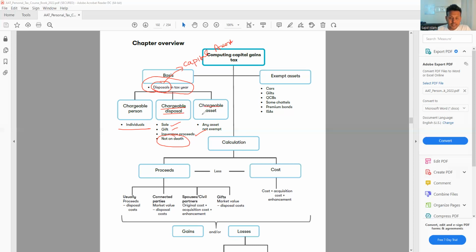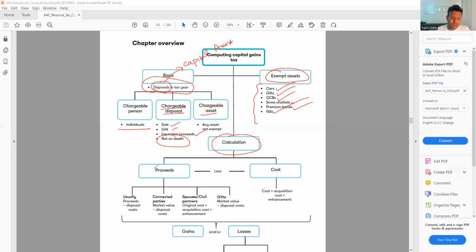Then we have a chargeable asset. So we need to see which asset is chargeable. Now, not all assets are chargeable. Some assets are exempt. So you can have a look here at the exempt assets. There are a few assets that will not create capital gains tax, for example, the car, gilts, QC, and some chattels, premium bonds, and individual savings accounts. So this sort of thing is exempted. If in the exam you see this sort of thing, you really don't have to calculate any capital gains tax on that.